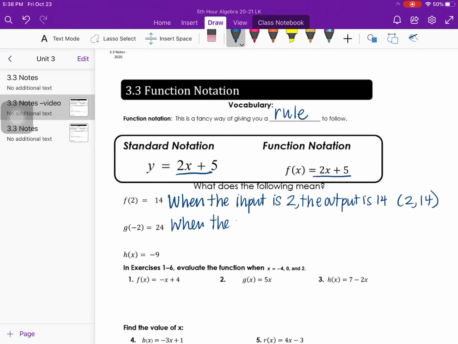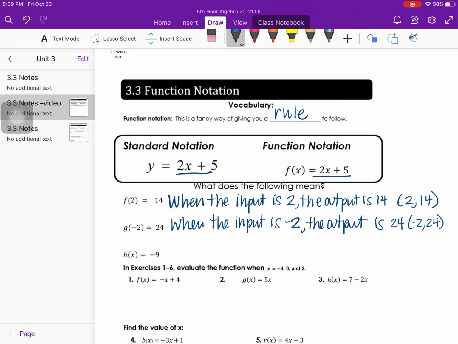The next one, when the input is -2, and they're just going to sprinkle in other letters in front of the number. So in the first one, it was an f of 2. This one is g of 2. They all mean the same thing. When the input is -2, the output is 24. So that would give you the ordered pair -2, 24.